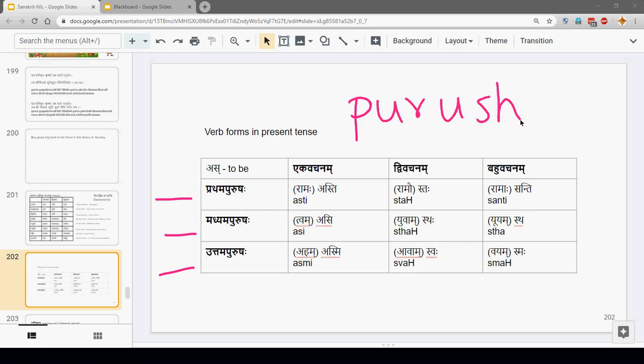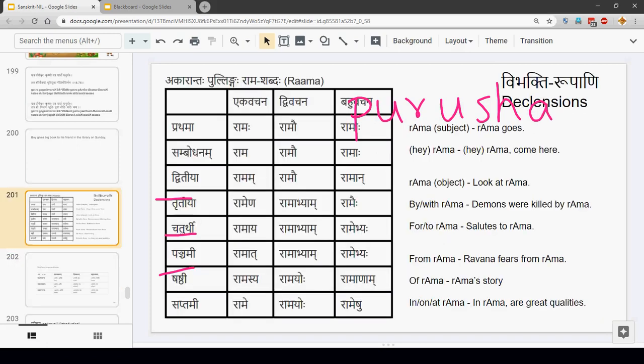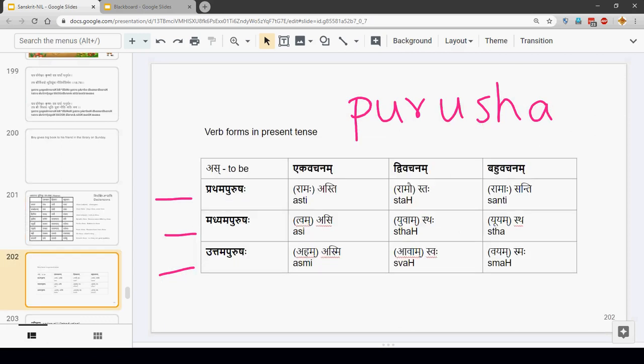They are identified by the purusha, not a number, just like here there was a number like prathama is first, dvitiya is second, tritiya is third. But in this case, prathama purusha is first person. Purusha actually means person. In English also you have first person, second person, third person. So here we have prathama purusha, first person.